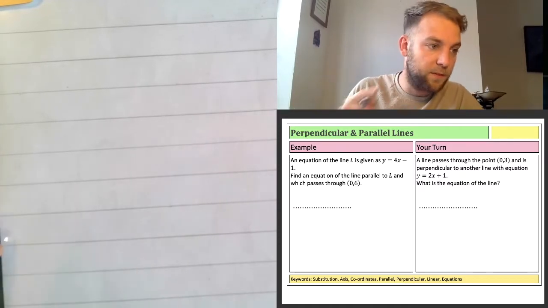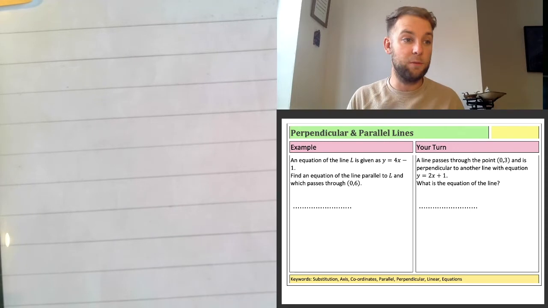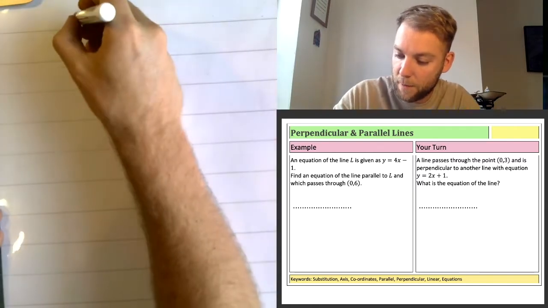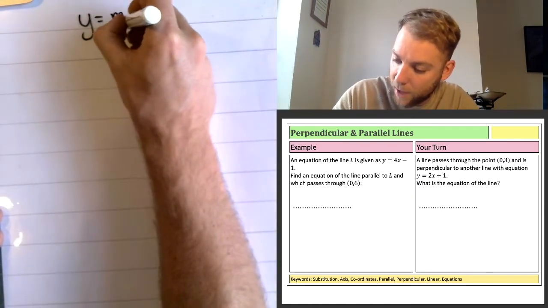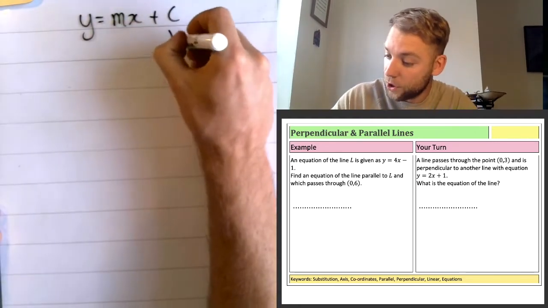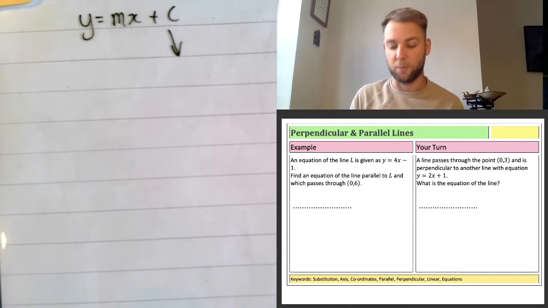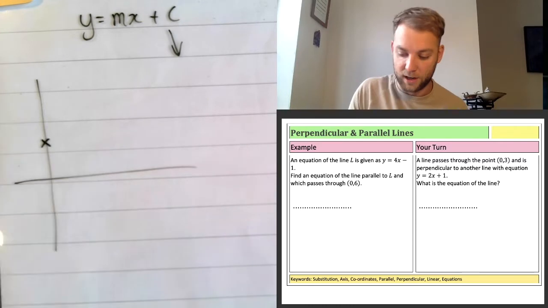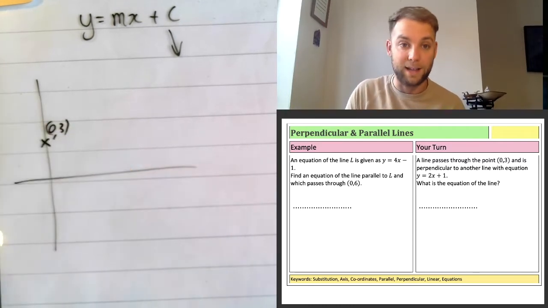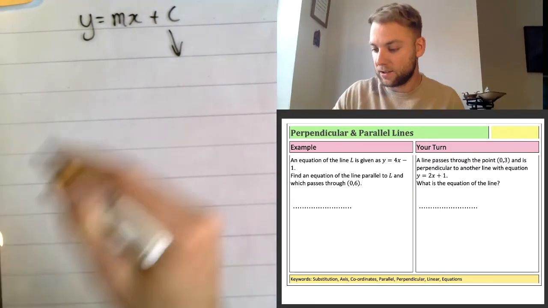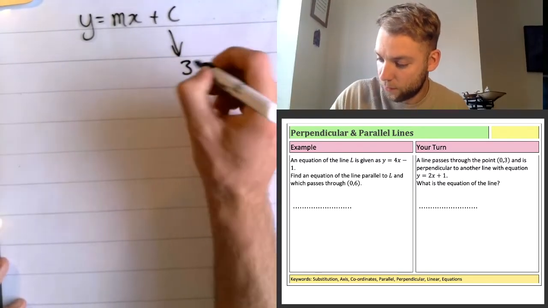So, find the line which passes through 0, 3 and is perpendicular to another line with the equation of y is equal to 2x plus 1. So remember, we want it in the format y is equal to mx plus c. We notice that I've already got the c value because it starts with 0. Remember, if it's 0, it means I'm not going across and I'm going up by 3. So I know what my y-intercept is there. My y-intercept is 3, okay? So my y-intercept is equal to 3.